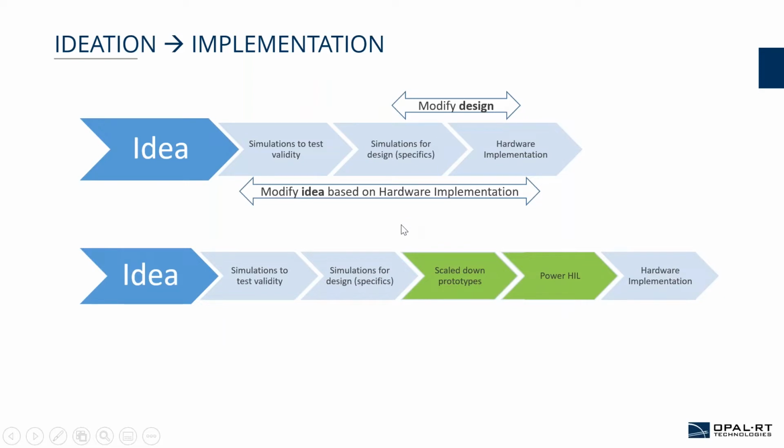An alternative solution is to have stages midway between your design-specific simulations and the final hardware implementation of, let's say, a research lab for your academic laboratory, or a product that you are designing in industry. Instead of going from simulations to hardware implementation directly, we can have stages midway where you either do testing with scaled down power prototypes or you perform power hardware in the loop simulations.